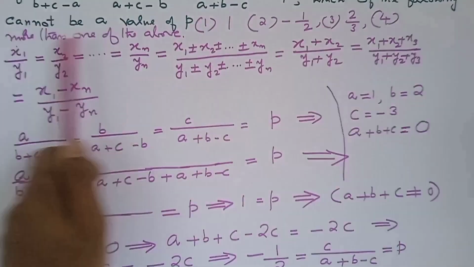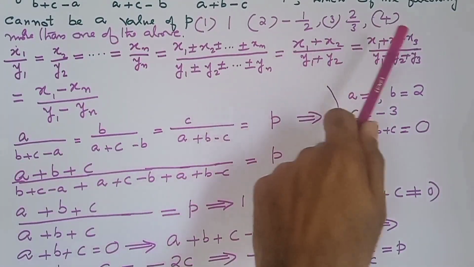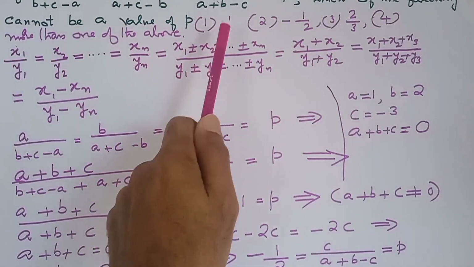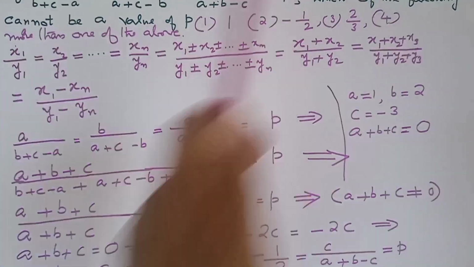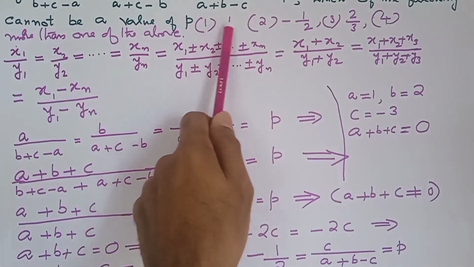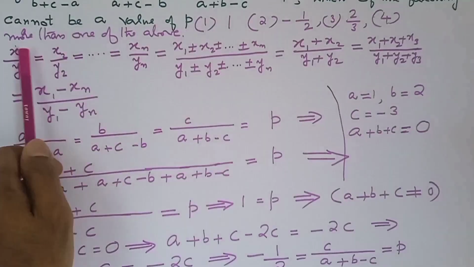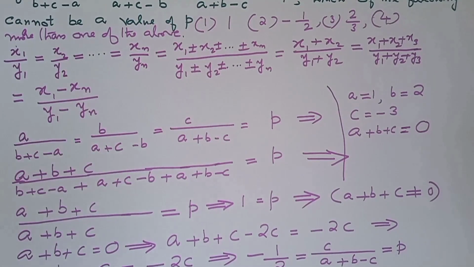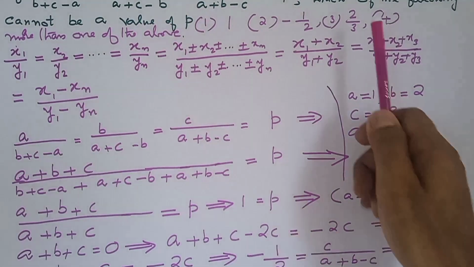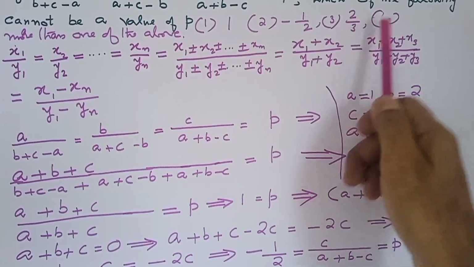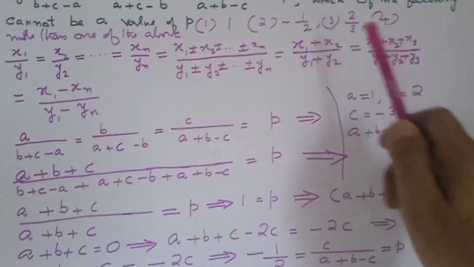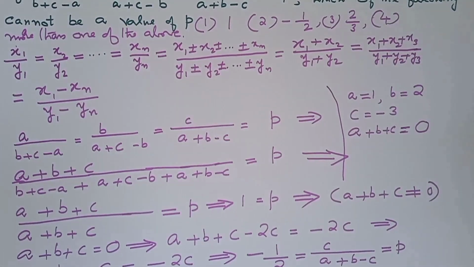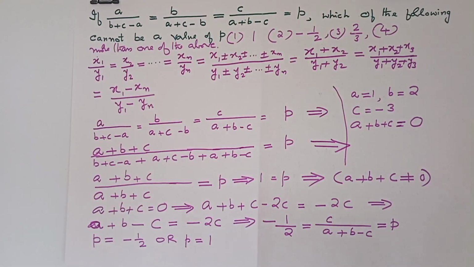Then the last option says more than one of the above. That means either this or this. So all these three options, the first, second and the fourth option, can be possible values of P, whereas the third option, 2 by 3, is not a possible value for P. So 2 by 3 is the correct answer to the question, because the question is about finding the option which P cannot be. So 2 by 3 is the correct option.